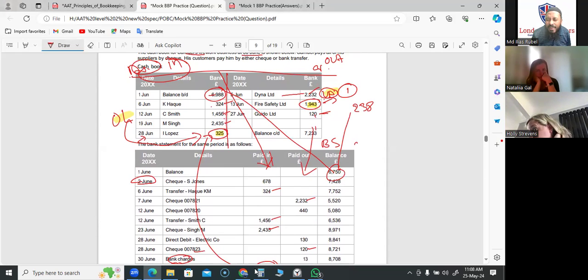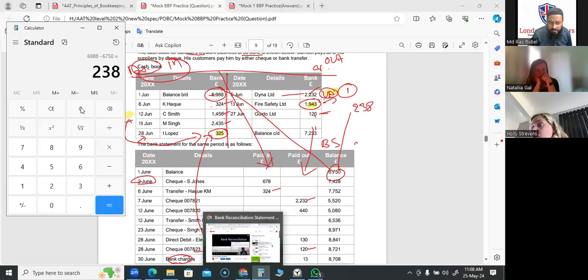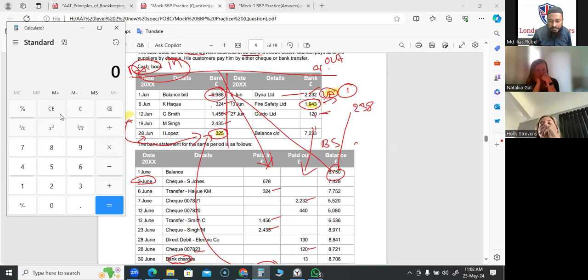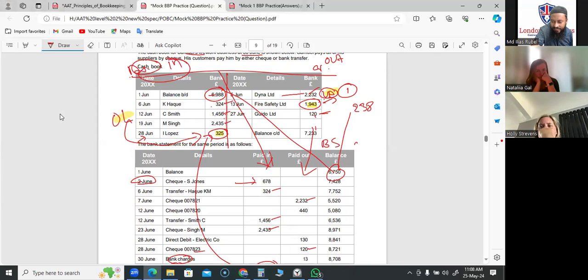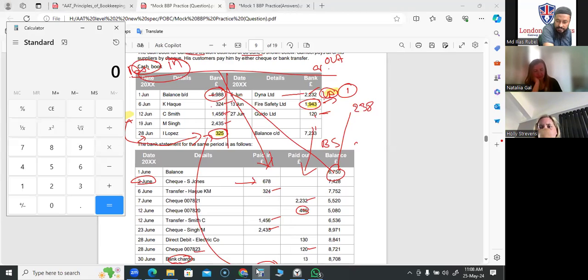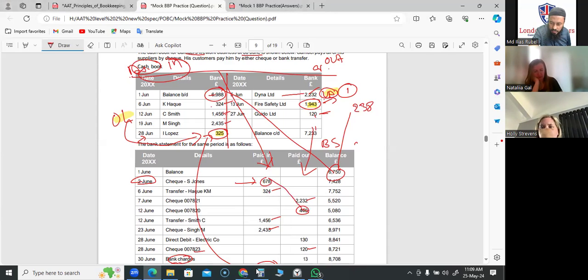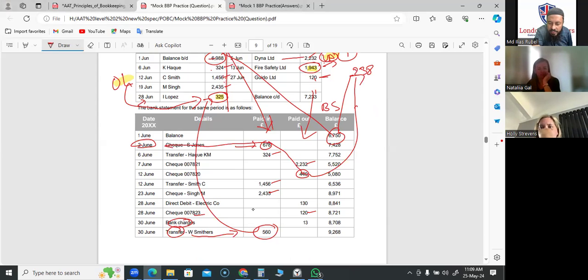That is because of timing difference from last month. You don't need to be bothered about it, but for your knowledge, I'm showing you why it has happened. Because, you see, we have a check 678 and another check 440. 678 minus 440 is 238. Because of these two, we have it. So what I meant to say is you need to ignore these two items. You absolutely ignore 678 and 440, nothing to do in this bank reconciliation statement.